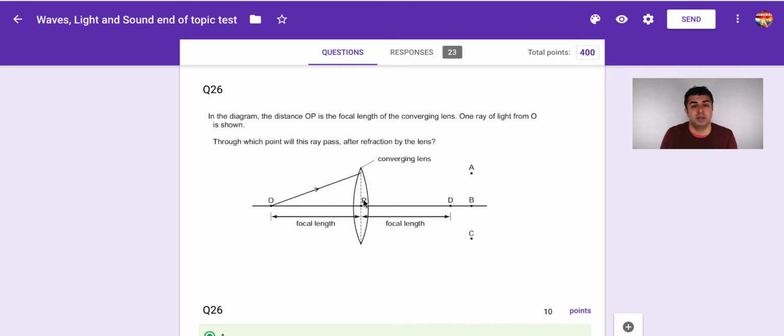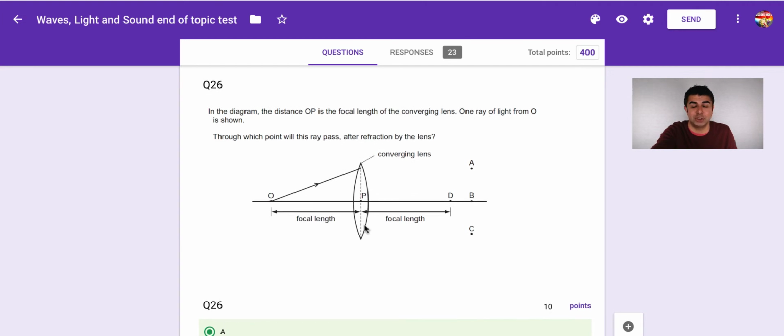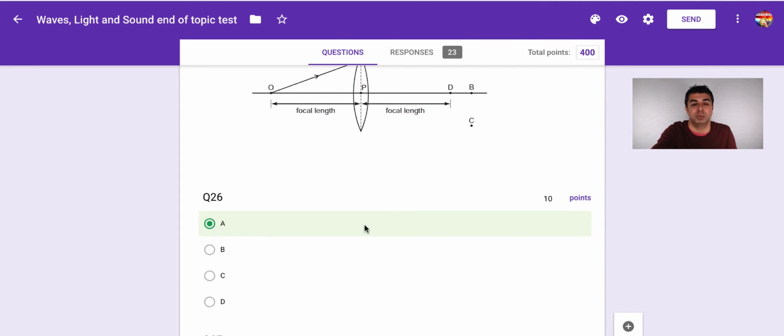Question 26. In the diagram, the distance OP is the focal length of the converging lens. One ray of light from O is shown. Through which point will the ray pass after refraction by the lens? This is not a very nice question. This is drawing what we normally draw again in the reverse. Normally we've got a ray that comes straight into the lens and then converges. This is doing the complete opposite. So I hope you understand, since it's doing the complete opposite, it must be A.